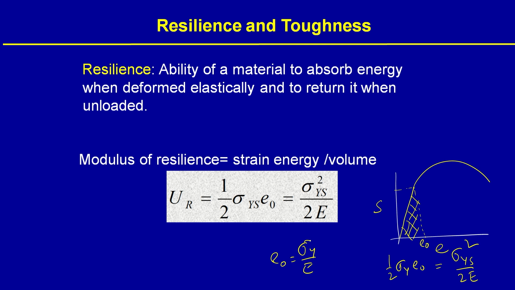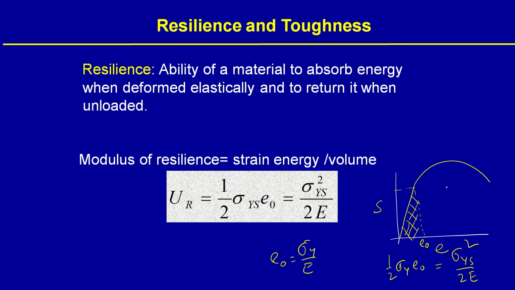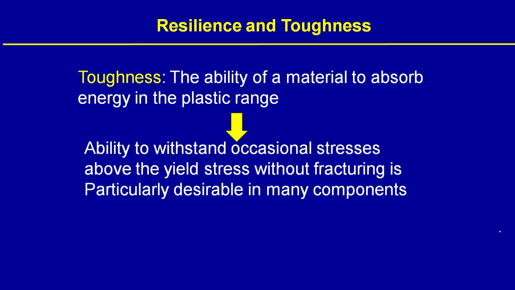Another important parameter is called toughness, the ability of a material to absorb energy in the plastic range. Remember this curve which I talked about, this is the plastic range. This particular portion of the curve, the right side, is called the plastic range, and the area under this curve is what is known as toughness, because this area indicates the amount of energy absorbed by the material when plastically deformed.